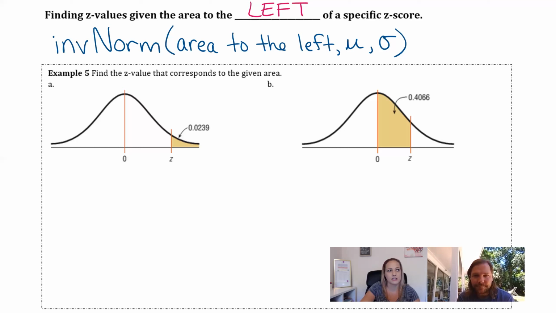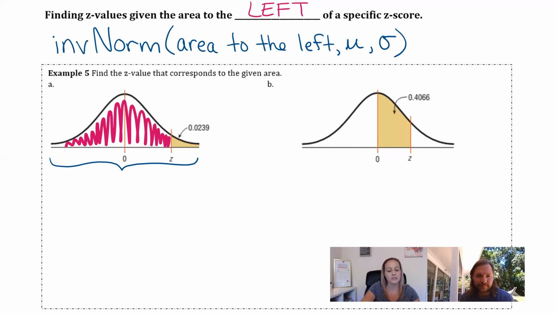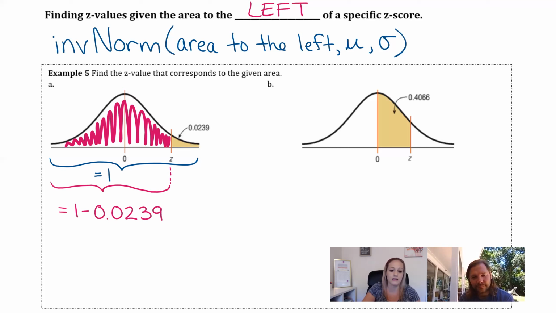So let's see, if you were paying attention when I was reading those properties at the beginning, what did we say that the total area under the curve is equal to? The total area under the curve should be 1, right? Yeah, good. So we want that area to the left. So we can use the fact that the total area underneath the entire curve is equal to 1. Okay, so if we just want the area to the left and we know the area to the right, then all you have to do is 1 minus the area to the right. So 1 minus 0.0239 comes out to be 0.9761. And that's going to be the area to the left.